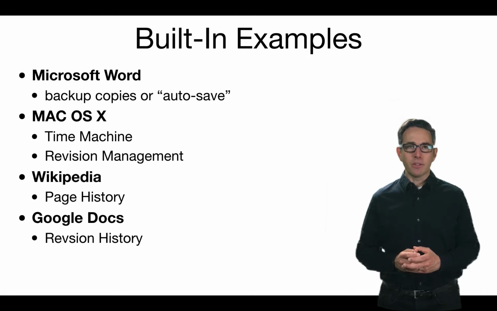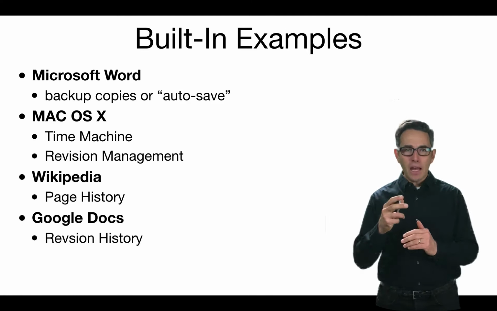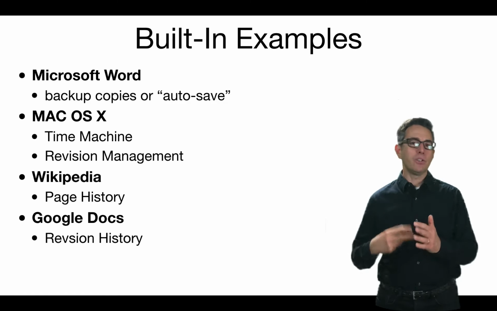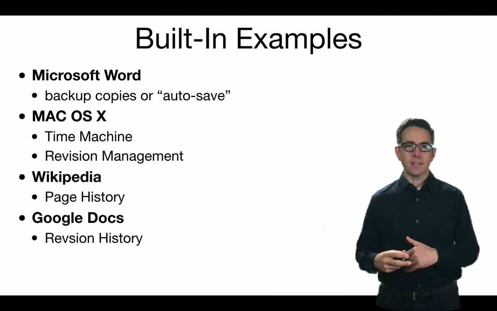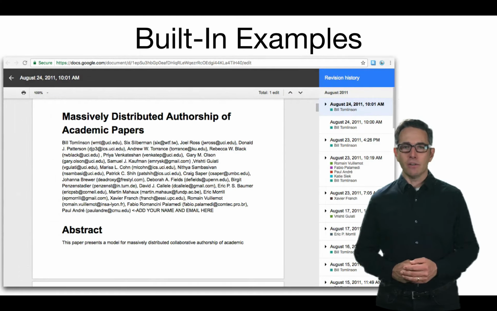Finally, another example is Google Docs. If you go to Google Docs, just like Wikipedia, Google Docs has a revision history of a particular document, so that if you're co-editing a document with other people, you can see over time the changes that have been made, and you can go back in time and undo changes that have been made if you don't want them, or you can look to see what contributions individual people made. So let's look at what that looks like in the user interface.